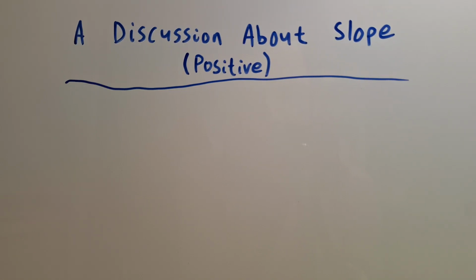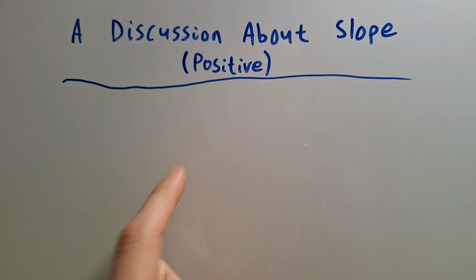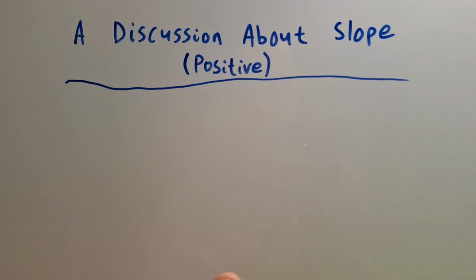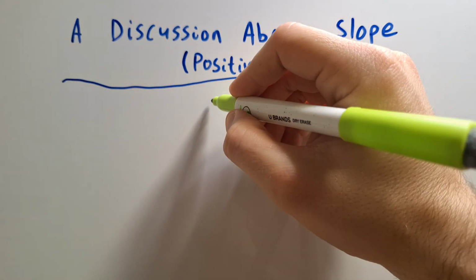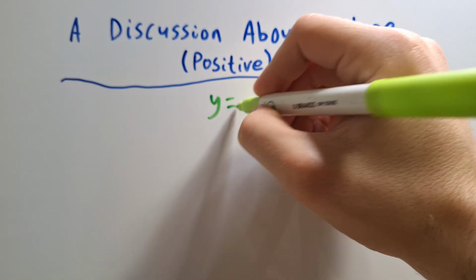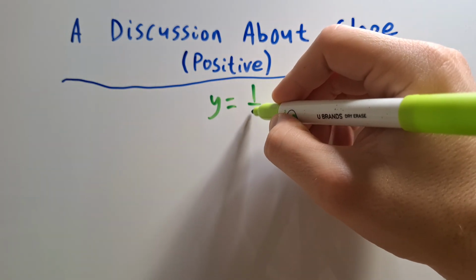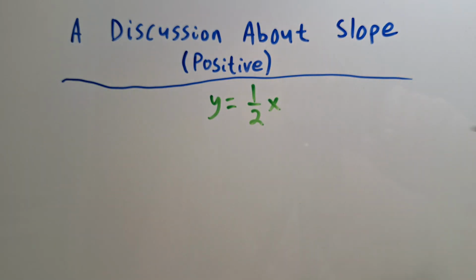Hello everyone. In this video, we're going to talk about slope. We're going to have a brief discussion here about positive slope in particular. So recall in the last video, which I'll drop a link for in the description, we talked about two different types of lines and the directions that they were going.